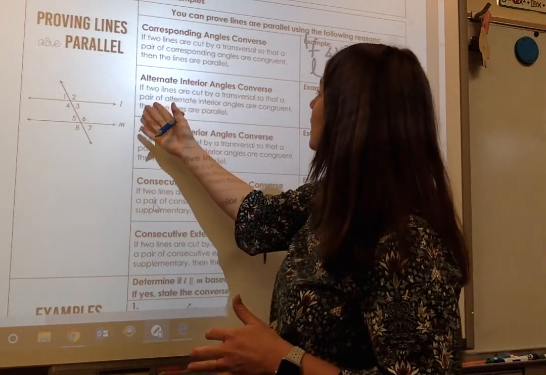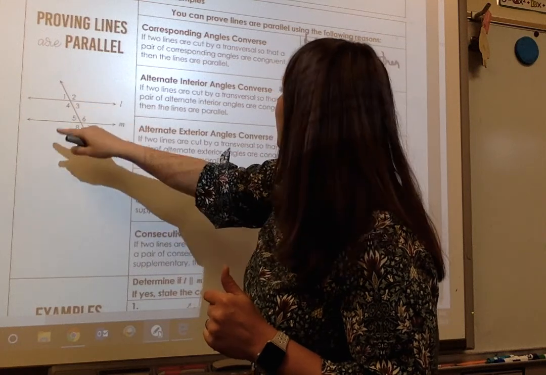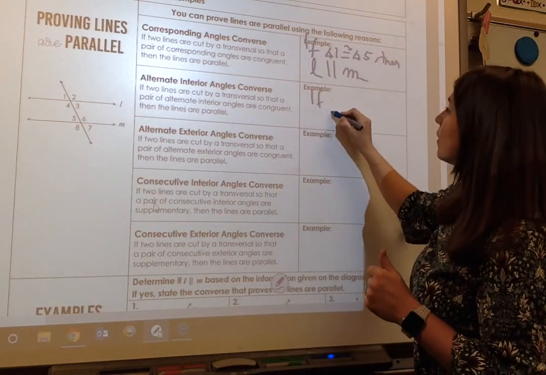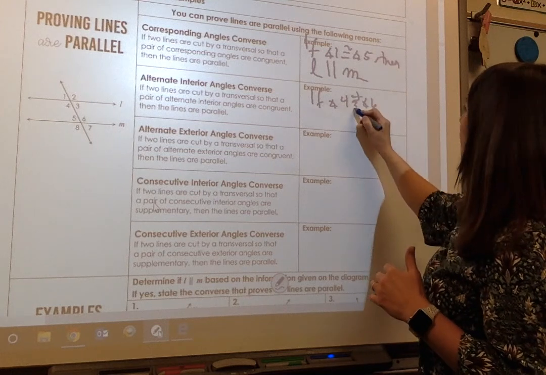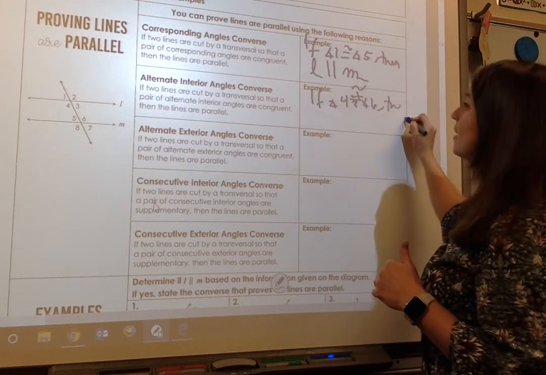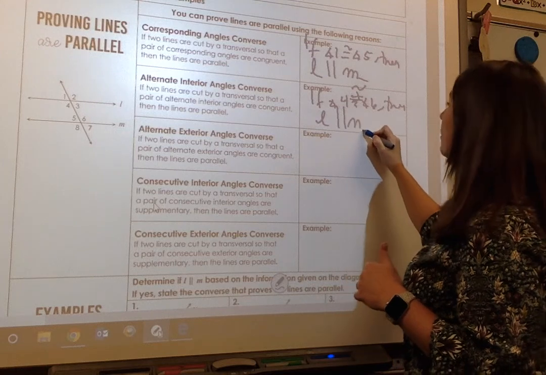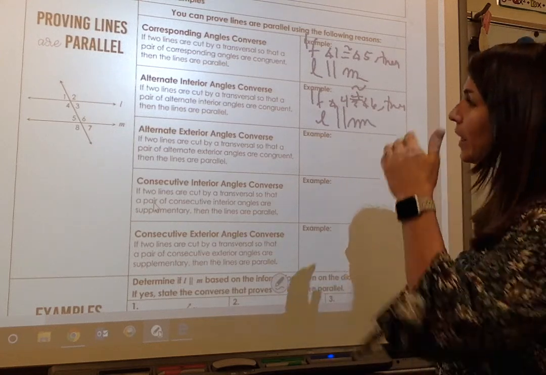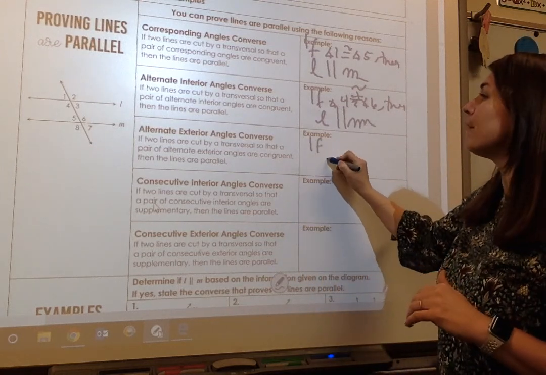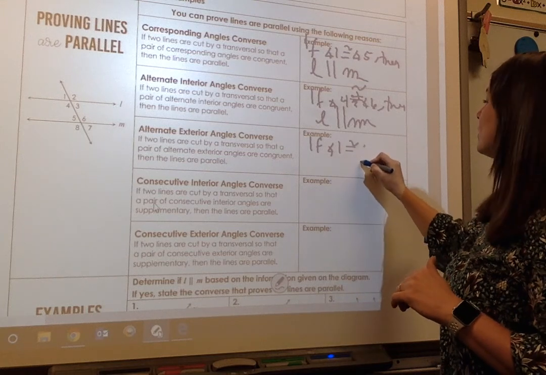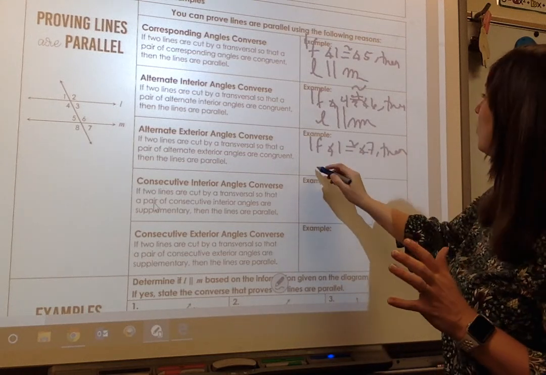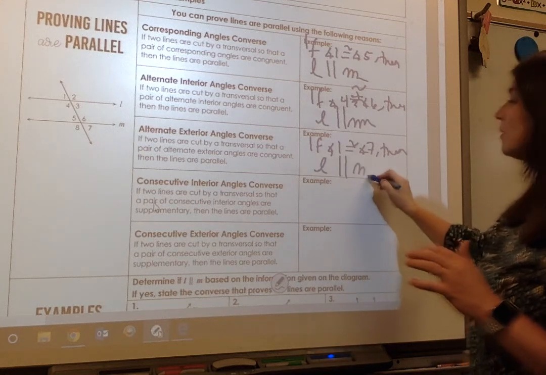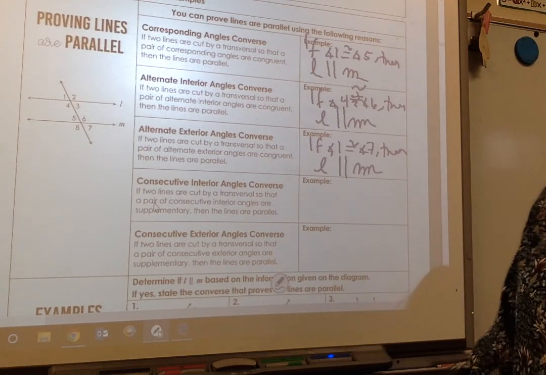Same thing with the alternating interior angles converse. If angle 4 and angle 6 are congruent, then L is parallel to M. Okay? Alternating exterior: if angle 1 is congruent to angle 7, then line L is parallel to M. Okay, so do you see what I'm doing here?